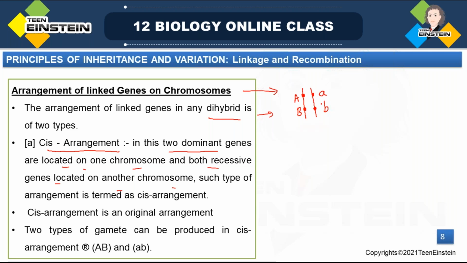So the dominant genes are located on one chromosome, and both the recessive genes are located on another chromosome. Such a type of arrangement is called cis arrangement. So the dominant genes will be present on one chromosome, and the recessive ones will be present on the other chromosome.